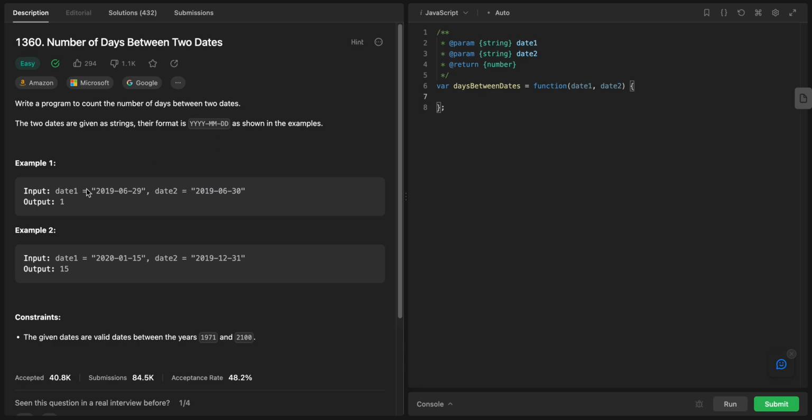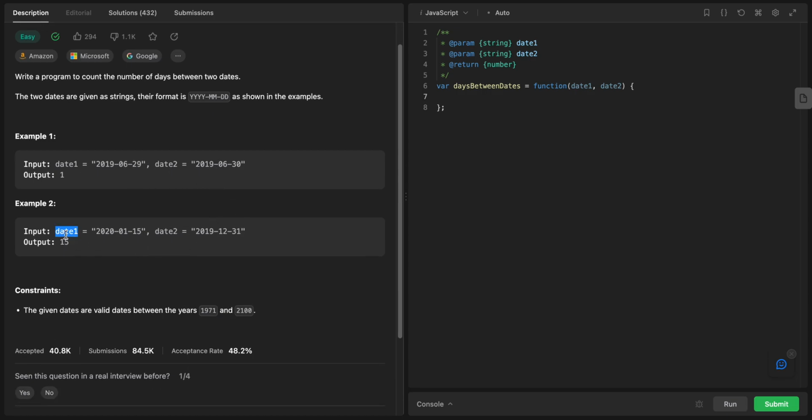And as shown in the example, we have this date and this date, and the days between them are one, because it's only one. And we have this one, 2021-01-15 and also 2019-12-31. So the difference between them is 15 days.